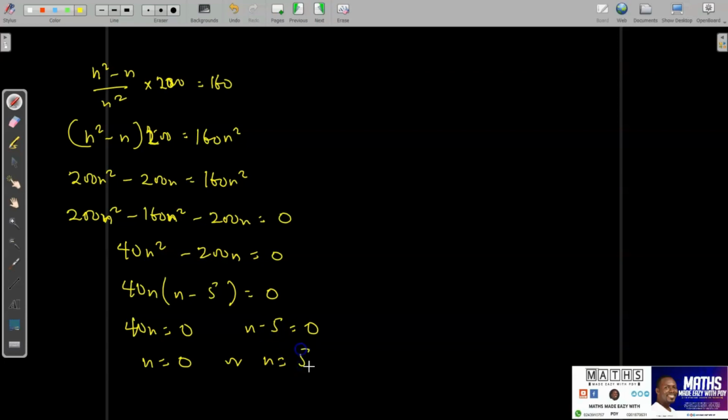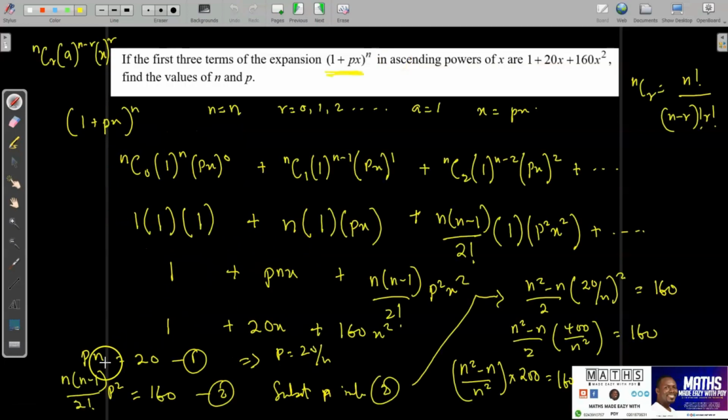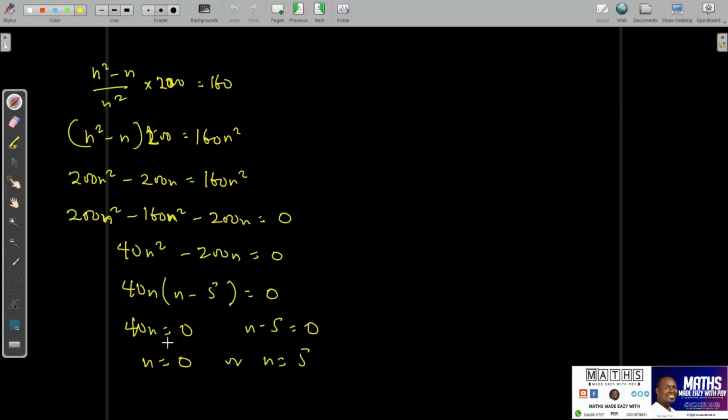Perfect. So now that we have n as 0 or n as 5, we can go for p. In our previous slide, we saw that pn is equal to 20. So having pn equal to 20, and n as 5 or 0, substituting p times 0 should give me 20. So this one becomes undefined, because you can't solve for p when n is 0.